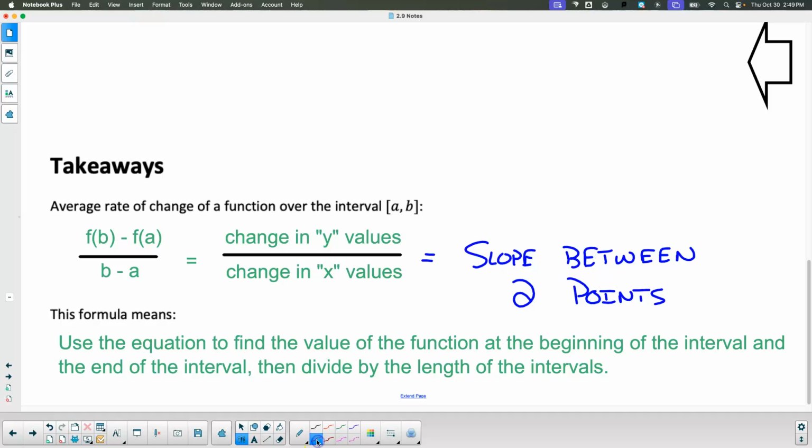What this is saying here is the value of the function when you plug b in. Okay? So that would be the second point. And then this would be the value of the function when you plug a in. And then it's an average because you divide it by b minus a. You get the average by doing it that way. Okay?